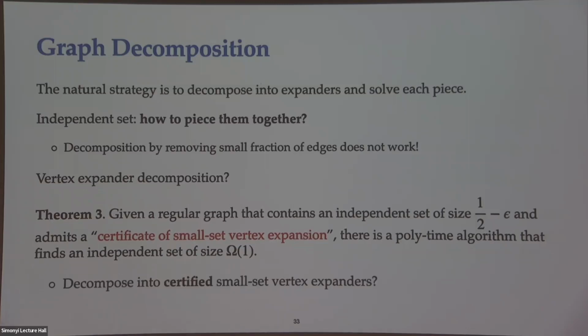So obviously the question is, can we decompose our graph into certified small set vertex expanders? Either we improve this, perhaps remove the certificate, or we do some decomposition with a stronger guarantee that each of them is a certified small set vertex expander. That's the reason why we study vertex expanders in the first place, in the hope that we get a decomposition algorithm which works for arbitrary graphs.